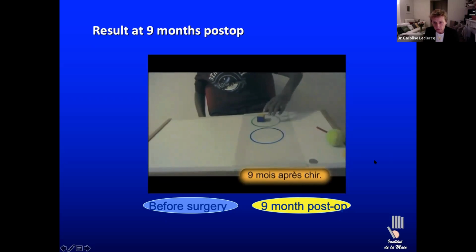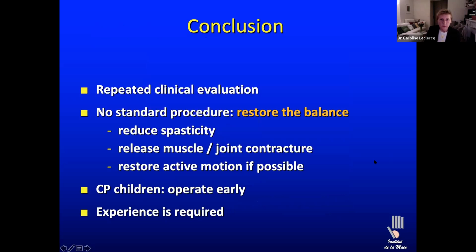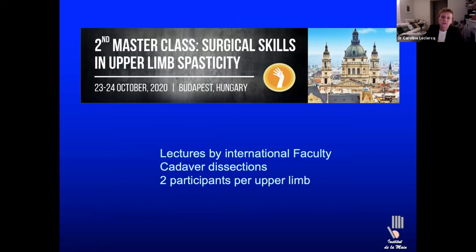We're going to close this. And so as a conclusion, we talked about clinical evaluation already. There is no such thing as a standard procedure in this surgery. We want to try and restore the balance. In children, we try to operate early, and I must say that this surgery is not a very easy surgery, not for the techniques, but mostly for the decision making.